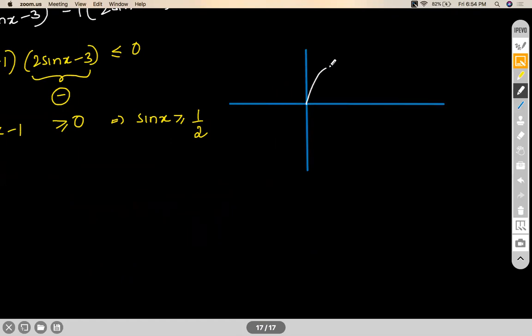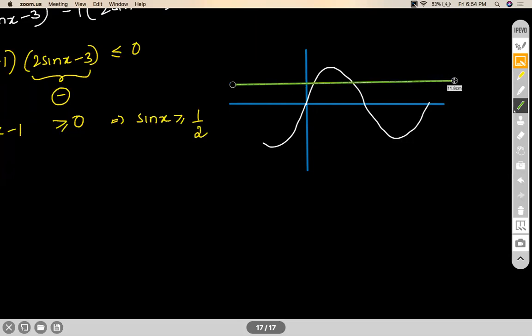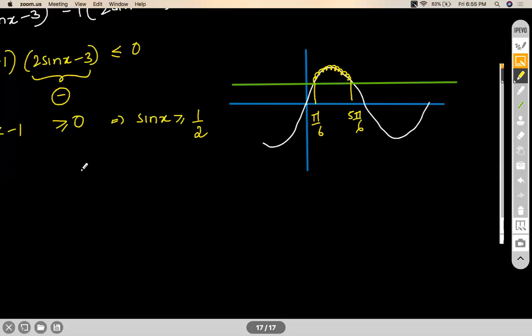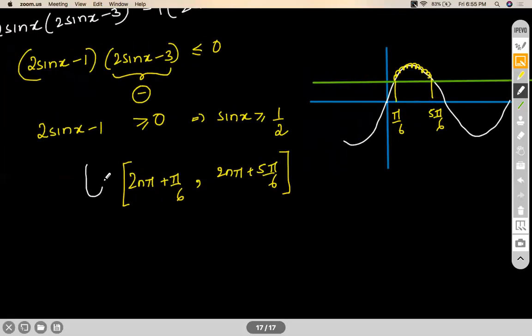Isn't it? Quickly drawing the graph for the same. So this is your sin x. Greater than equal to half means equal or above this line. Right. Now, do you recall we had done this question just after the break? So this part, which is pi by 6 to 5 pi by 6. So your answer will be 2n pi plus pi by 6 to 2n pi plus 5 pi by 6. Oh, sorry, square brackets, because half is being included here. Union of all these values for n belonging to integer. So your x should belong to this.